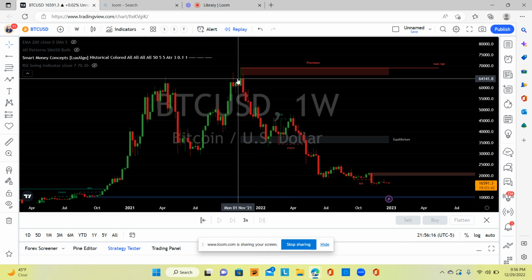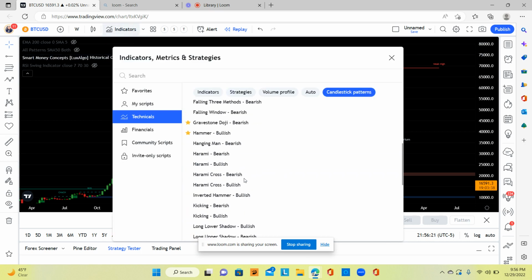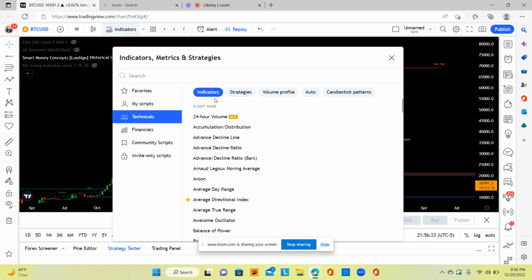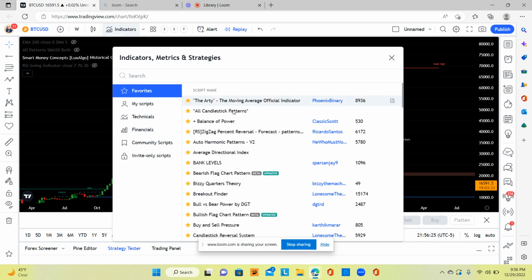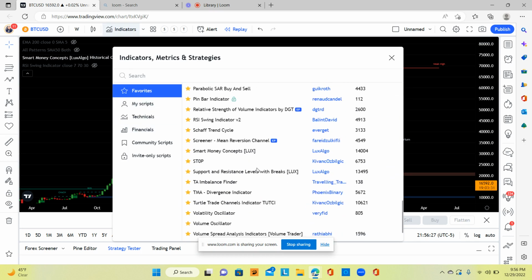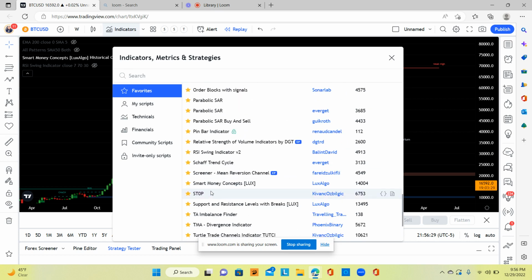Okay. Now, this is the indicator. I'll show you where to find it. Let's go to my favorites. And it is right here. Smart Money Concept, LuxAlgo. 14,000 people. Jesus. Okay. That's where you find that one.